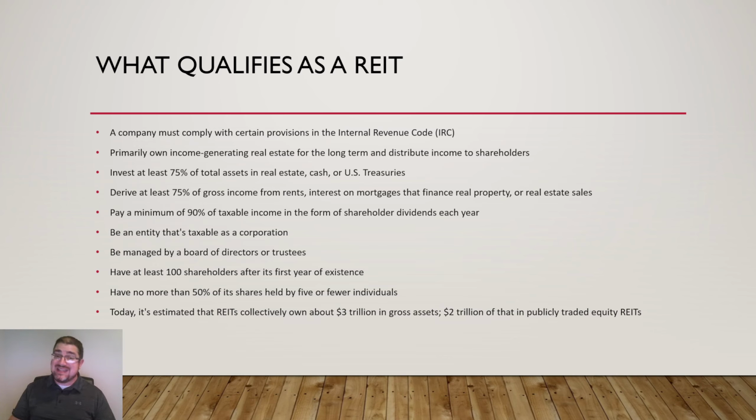They have to derive at least 75% of their gross income from the rents, interest on mortgages that finance the property, or the real estate sales. They have to pay a minimum of 90% of taxable income in the form of shareholder dividends each year. So you're getting 90% of that back as dividends every year, which is kind of nice.